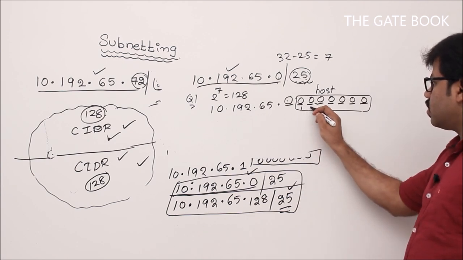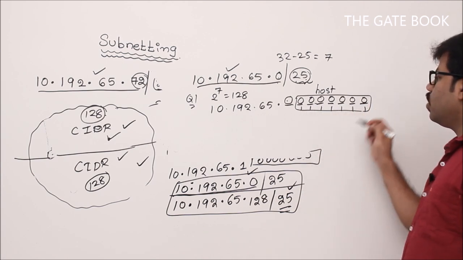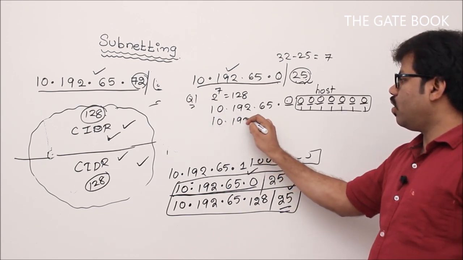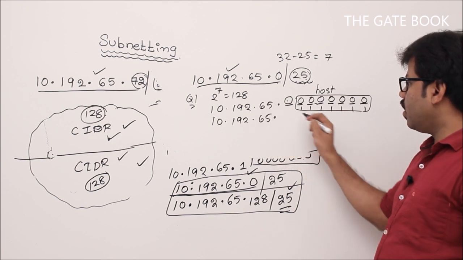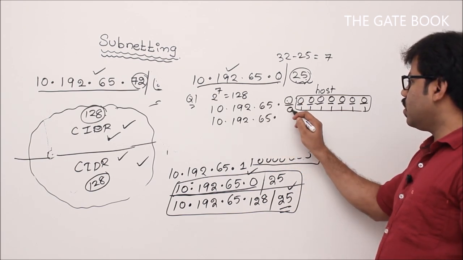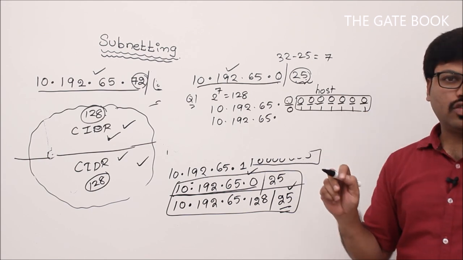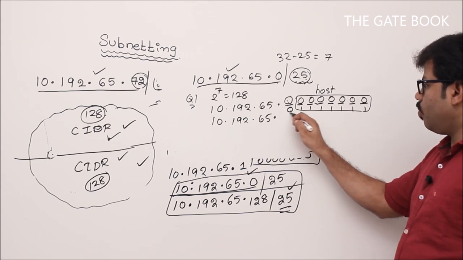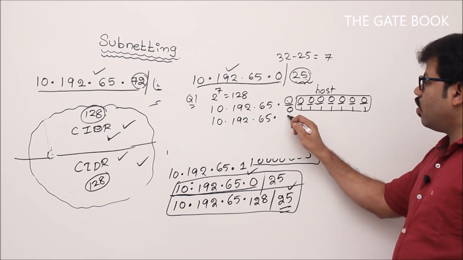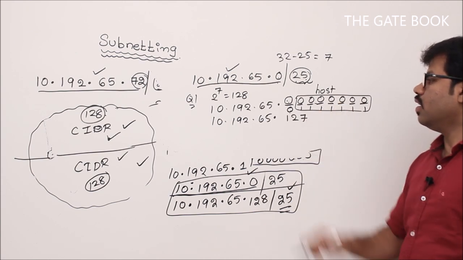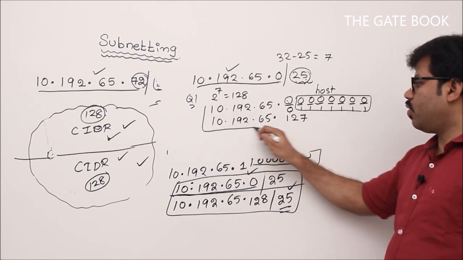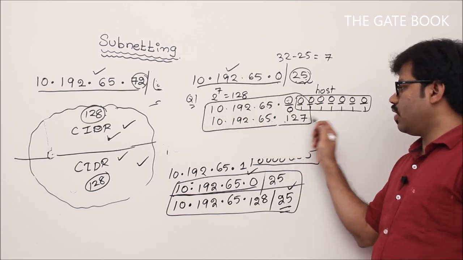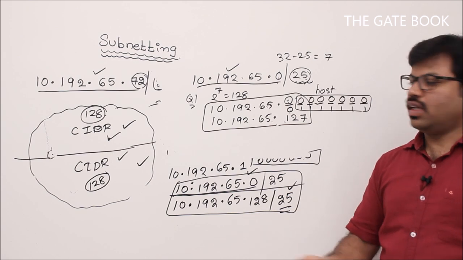Now keep all ones. What happens if you do that? You are going to get the last address in that network. It would be 10.192.65. It is like this part is 0 again, right? 0 and 7 ones, not 8 ones. Why? This 0 now belongs to the network part. That's why 0 followed by 7 ones is nothing but, I think, 127. Okay, that means 10.192.65.0 to 10.192.65.127 are going to be the addresses in network number 1.